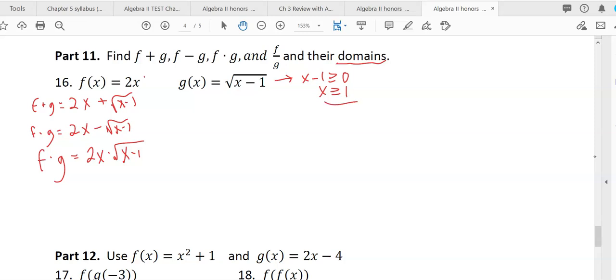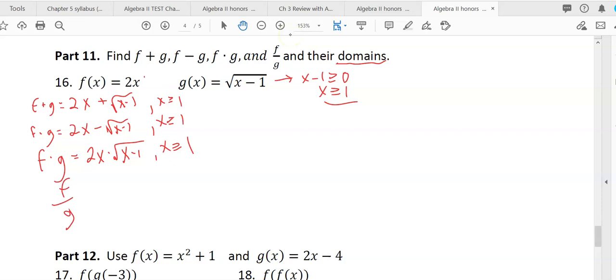So the domain on all three of those would be x greater than or equal to 1. Those are kind of easy domains to get there. After f divided by g, we might have to think about one more value that's been excluded, because it has a denominator, so it's adding a new kind of feature to this.